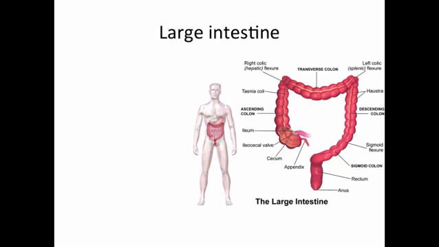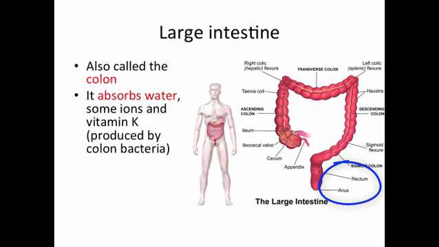And finally, the food arrives at the large intestine. Large intestine is also called the colon. It's got 3 main parts: the colon, the rectum, and the anus. The main point of the large intestine is to absorb water. It also absorbs some ions and vitamin K, which is produced by the bacteria that actually live in the colon.